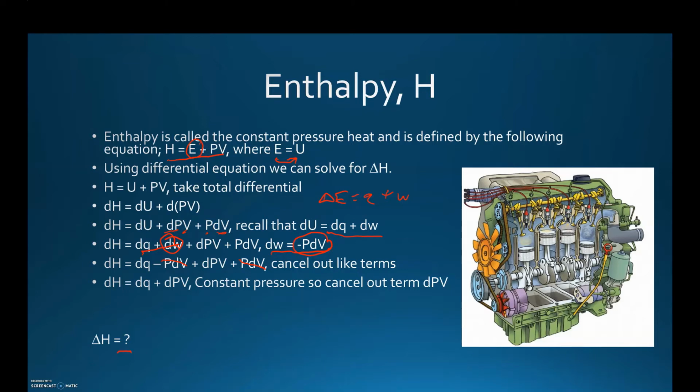So now enthalpy, we talked about this at the beginning of the slide. Enthalpy is called the constant pressure heat. What does it mean to have constant pressure? Well, the pressure stays constant. So if something is constant, it's not going to change. What happens here is this term cancels out because dP is 0, and anything times 0 is 0. So what do we get here? dH is equal to dQ.